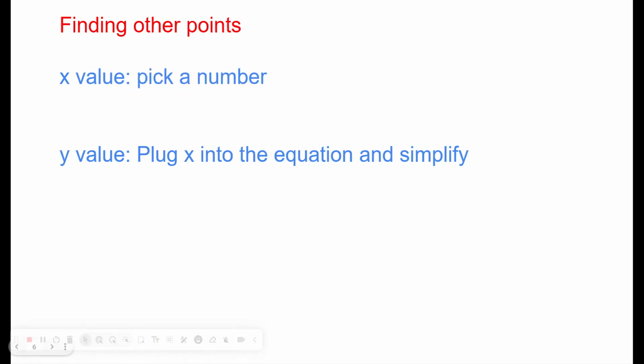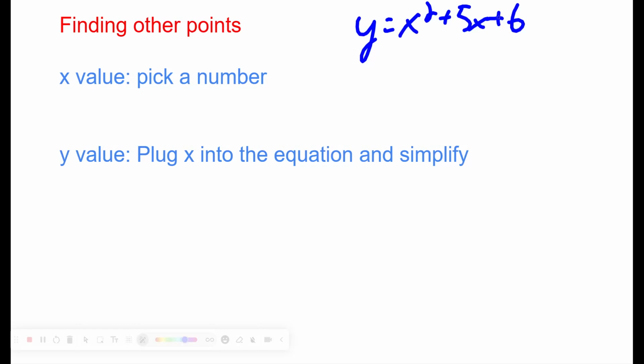Finding other points on the graph. At that point, you're going to have to just look and see what you've been doing so far. Use something that's going to be advantageous for you. Y equals x squared plus 5x plus 6. We've been on a roll with this one.